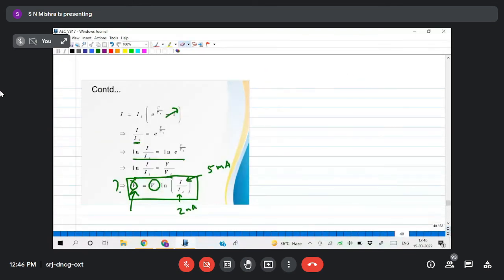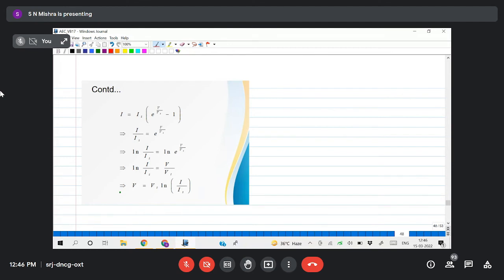This one. Okay, so what we will do? It is asking for this V. So V equals Vt, 26 into 10 to the power minus 3, ln of I over IS. I is how much? 80 into 10 to the power minus 3, and IS is 60 into 10 to the power minus 9. Tell me what is the voltage?